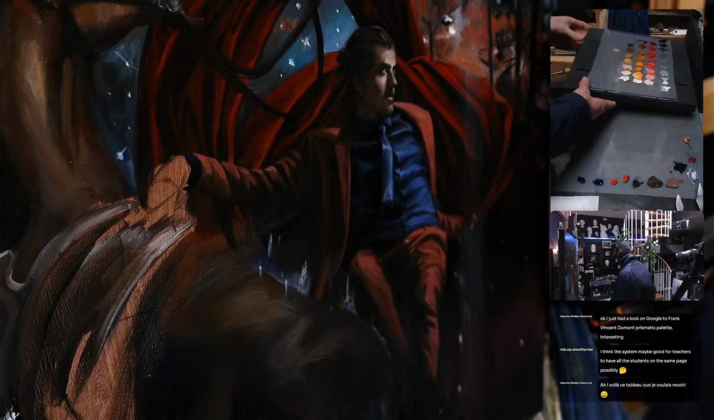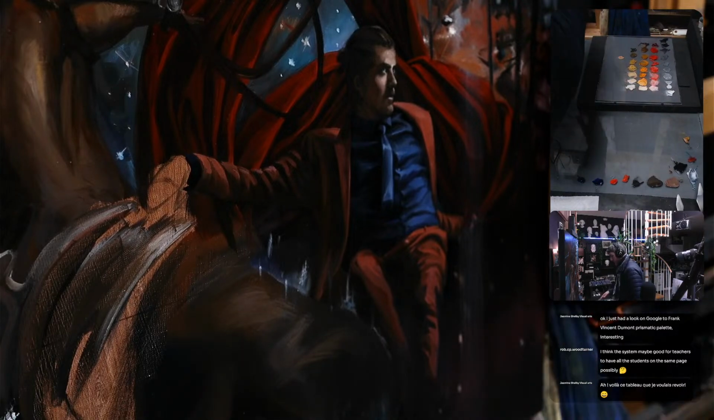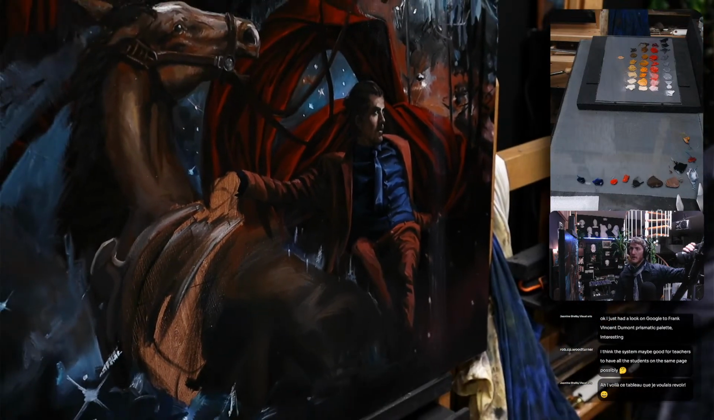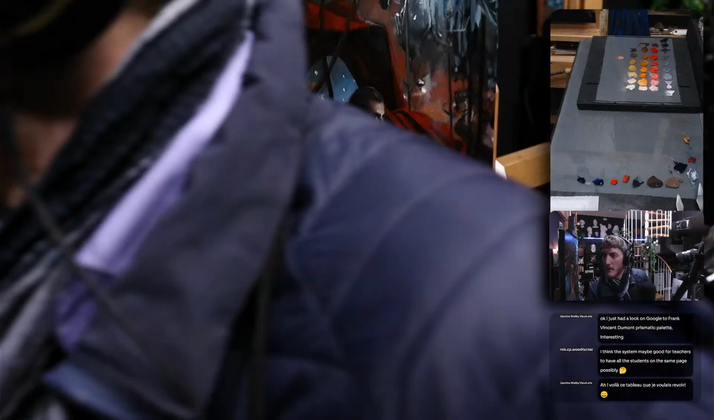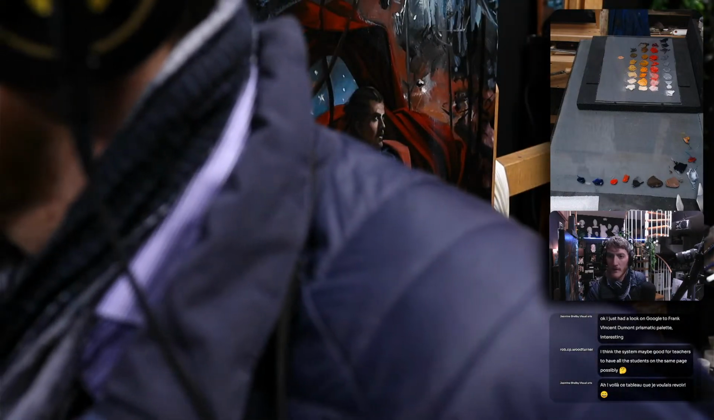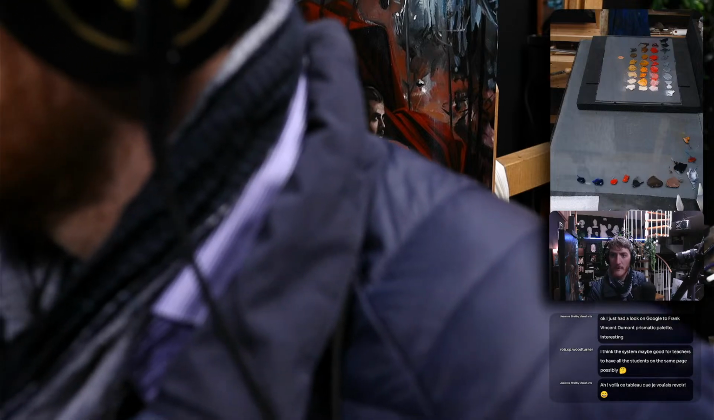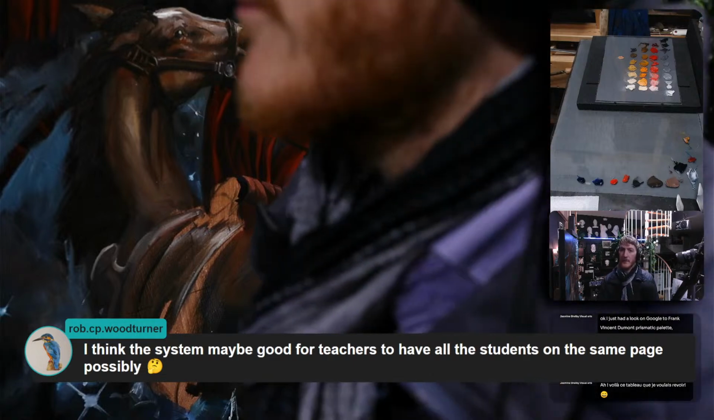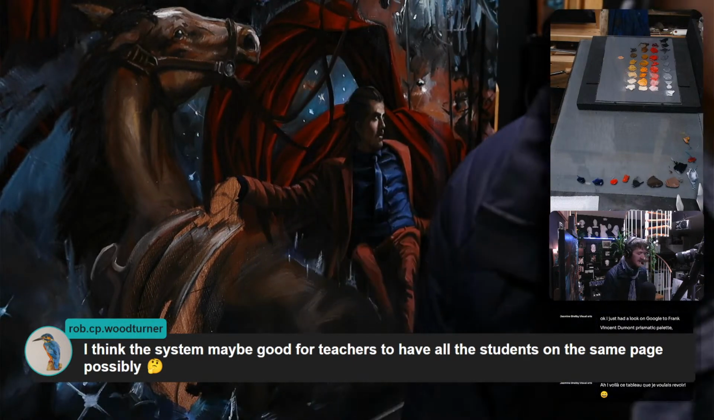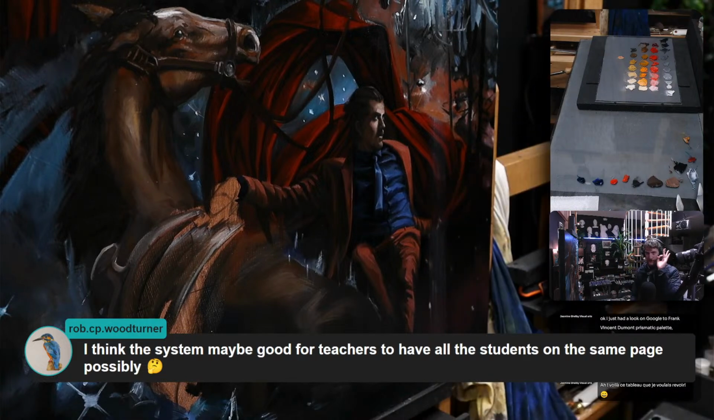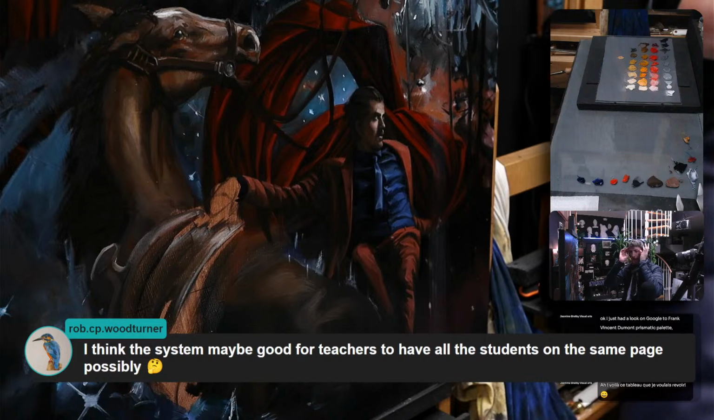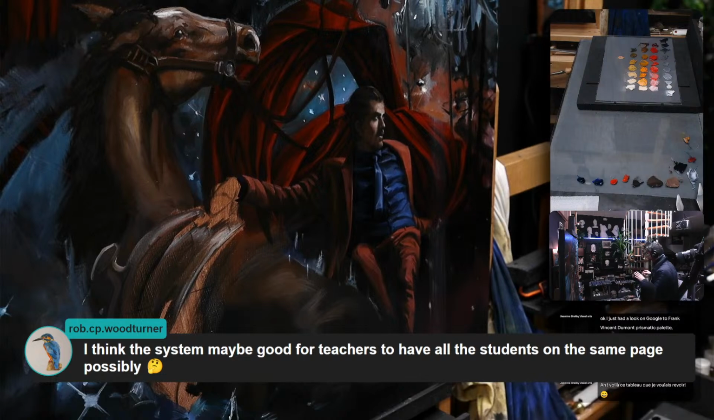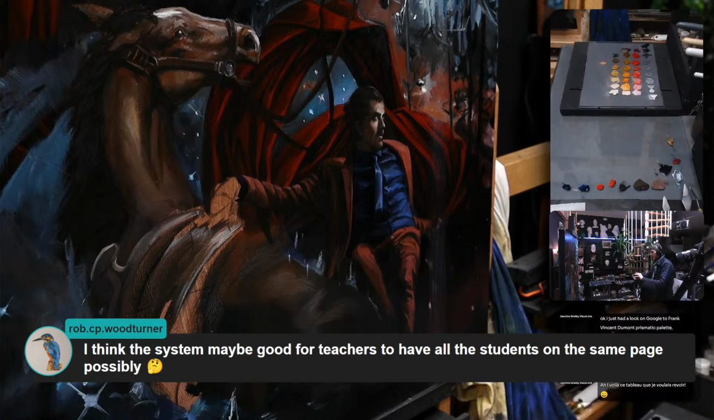So, I'm gonna put my palette here and mix just as if it was my actual palette. I think the system may be good for teachers who have all the students on the same page, possibly. Yes, as I said, it's good to get the first kind of trigger in terms of thinking about color as a painter, a realistic painter.